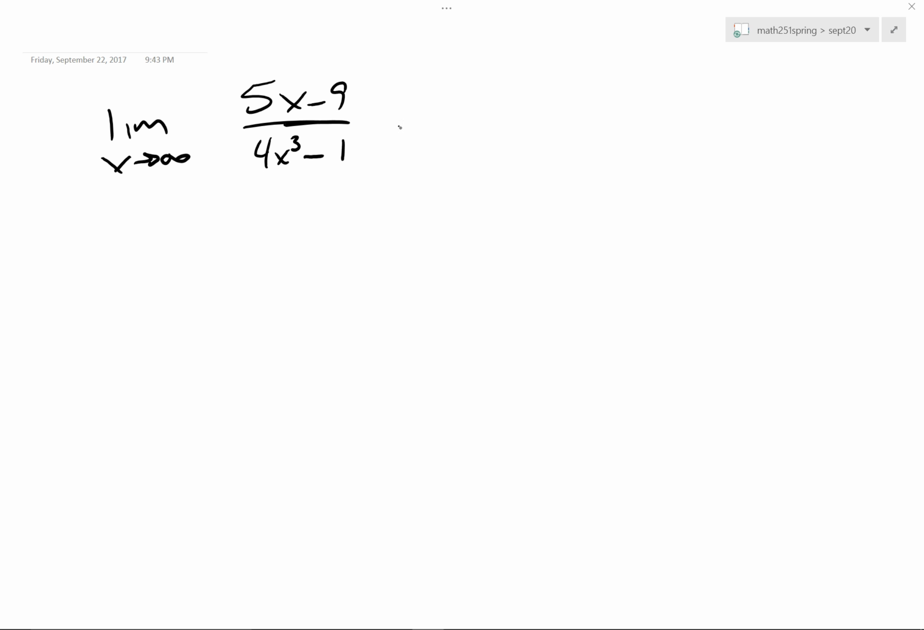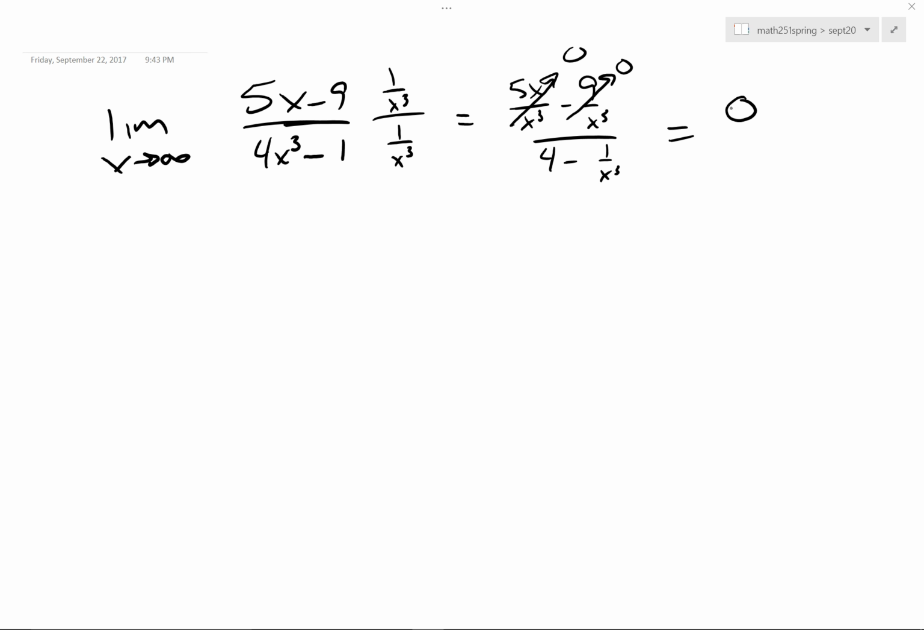All right, divide by the highest power of x in the denominator. So on top, I'm going to get 5x over x cubed minus 9 over x cubed, over 4 minus 1 over x cubed. Take the limit as x goes to infinity. These pieces both go to 0, so you get 0 on top. This piece goes to 0. So 0 over 4, which is 0. So it doesn't hurt to review that.